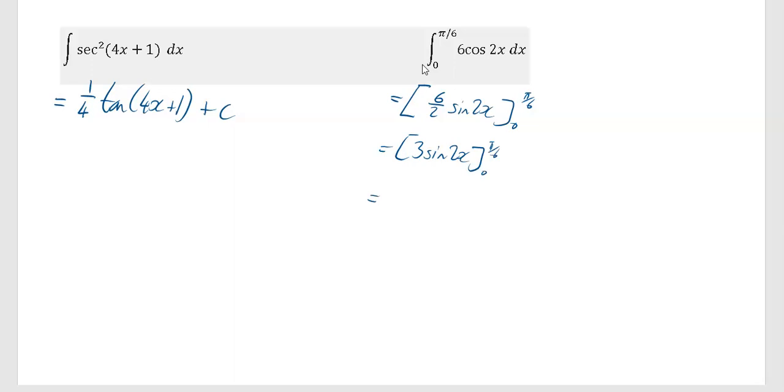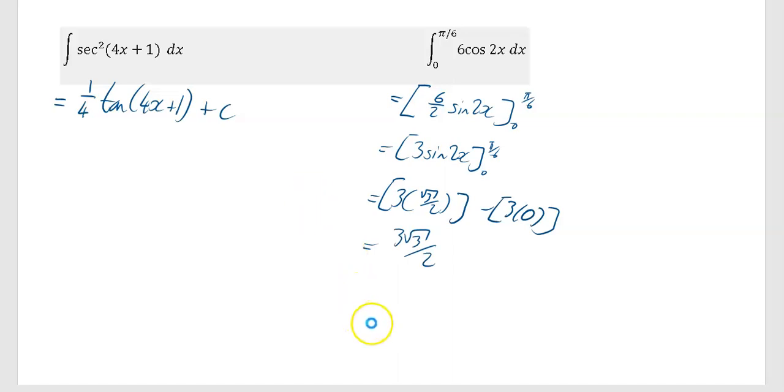So 3 times sine of, put your pi over 6 in, 2 times pi over 6 is pi over 3. Sine of pi over 3, calculated in radians mode, remember, will give you root 3 over 2. So the first bracket is just going to be 3 times root 3 over 2, and your second bracket is 3 times sine of 0, which is just going to be 0. If you sort that out, that's just going to be 3 root 3 all over 2, and that's that example done.